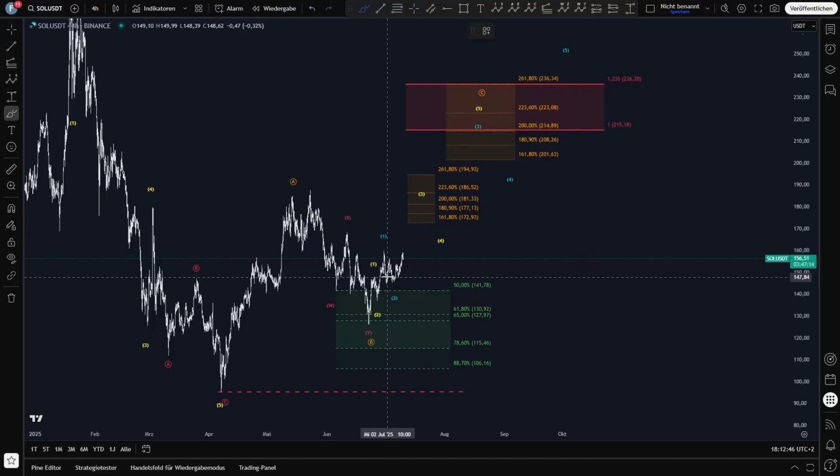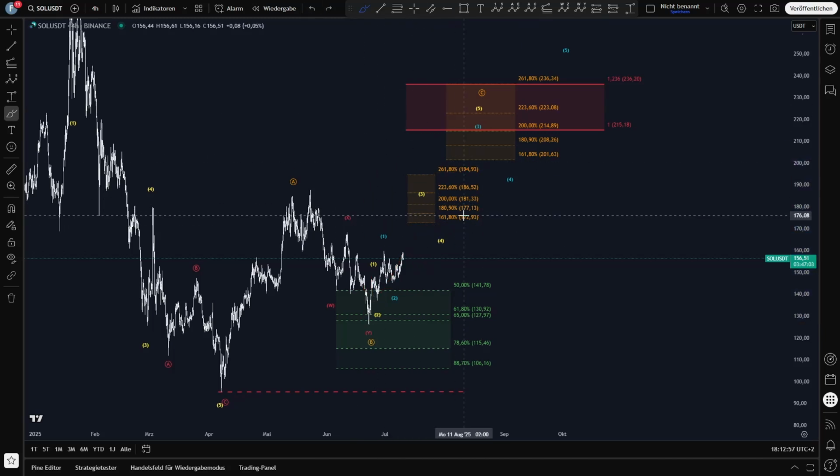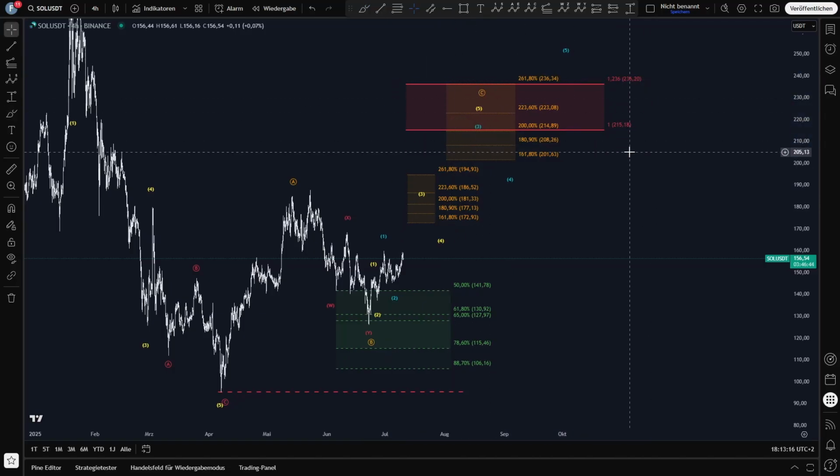A C wave has to be a 5-wave move. Then we could have seen a wave 1, wave 2. Then we would be in a wave 3 here in yellow, in our target area of this yellow wave 3, starting with the 161% level at $172, extending to the 261% level at $194. Then we would see a wave 4 and then a wave 5 here in yellow in our target area of the wave C, our ideal target.